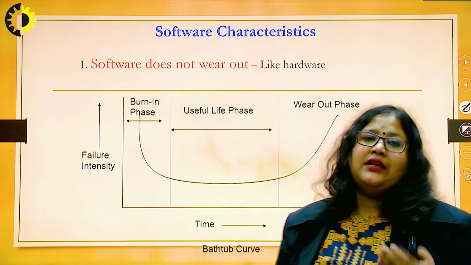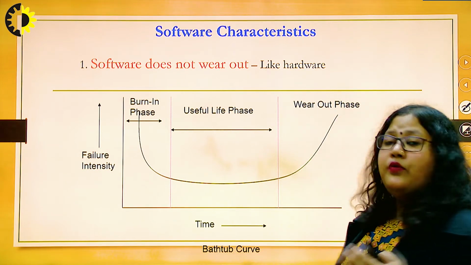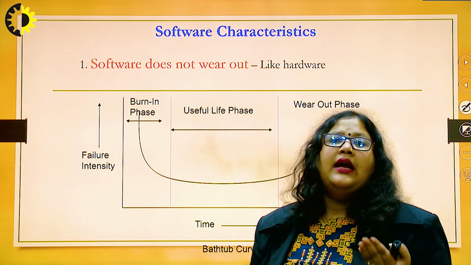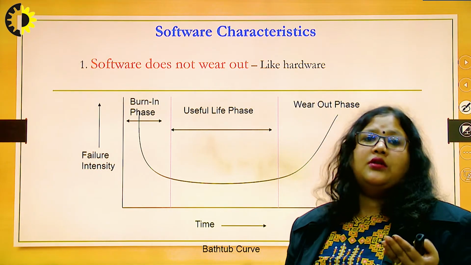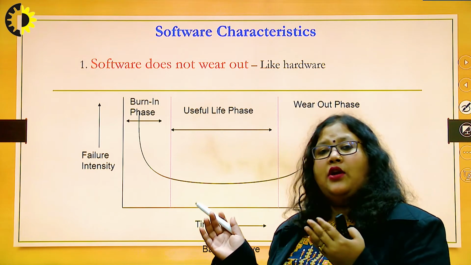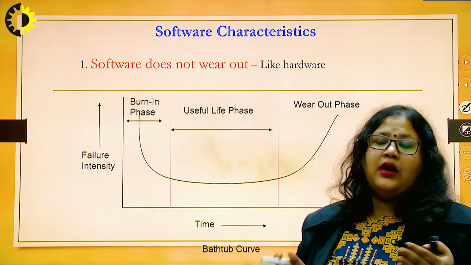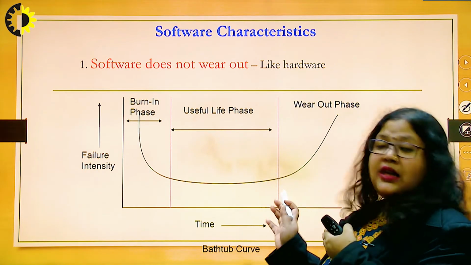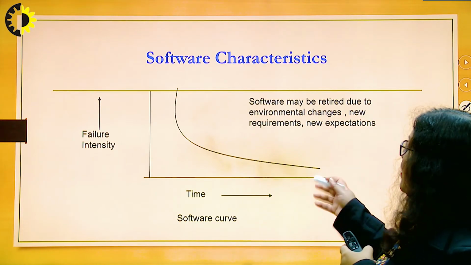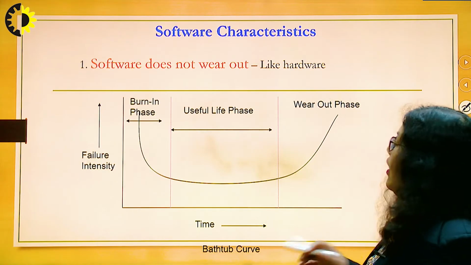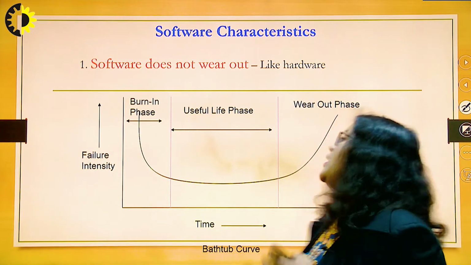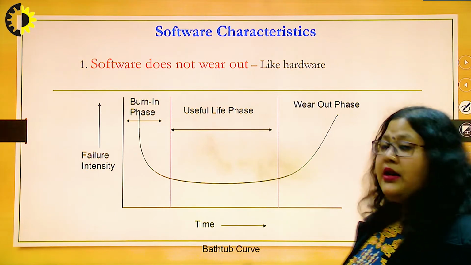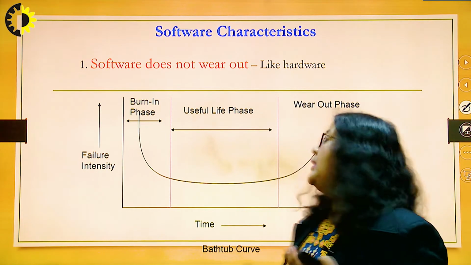Now the characteristics of software engineering. The first characteristic is that software does not wear out. What does it mean? It means that software does not go into the wear out phase, but hardware does come into the wear out phase. This curve belongs to the hardware part and this particular curve belongs to the software. So what is the meaning of the hardware curve? Basically the curve is divided into three parts. First is the burn-in phase, second is the useful life phase and third is the wear out phase.